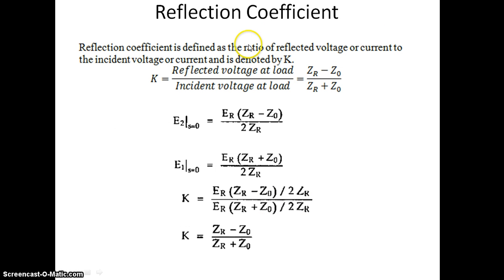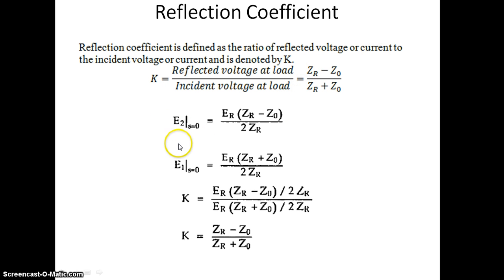Next we will discuss the reflection coefficient. It is defined as the ratio of the reflected voltage or current to the incident voltage or current. That is, the ratio of reflected voltage at load to incident voltage at load, and it is given by (ZR minus Z0) by (ZR plus Z0). Let us derive this equation.